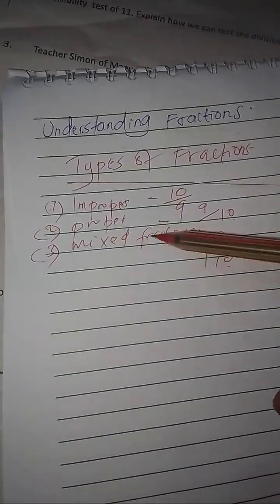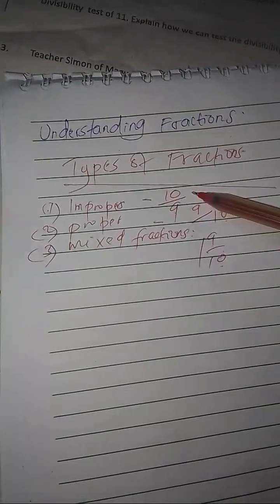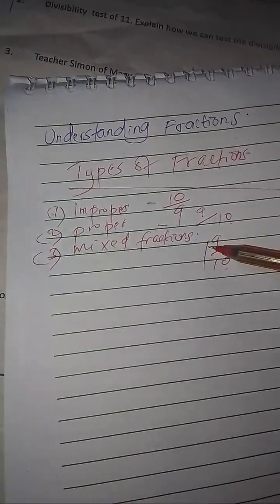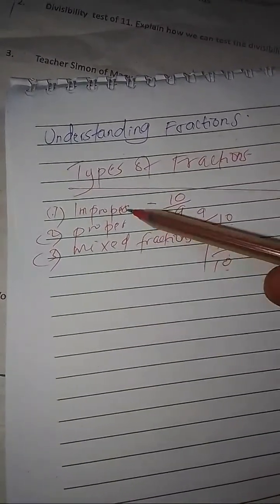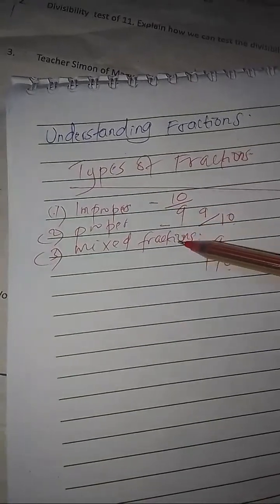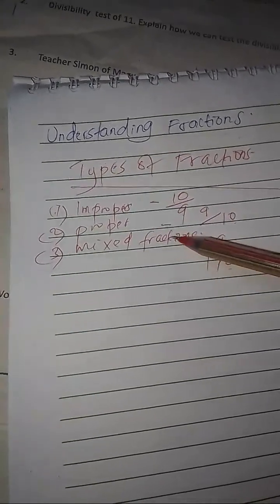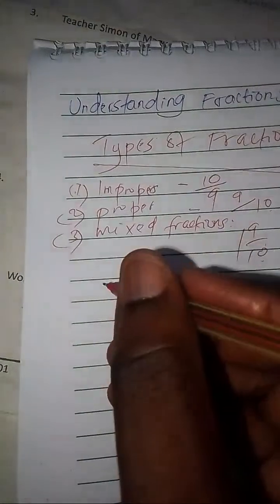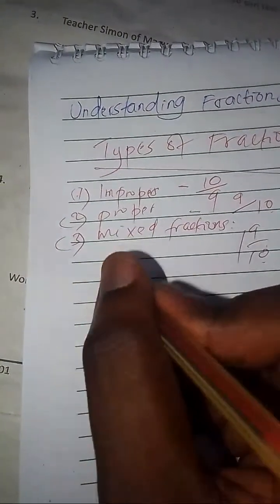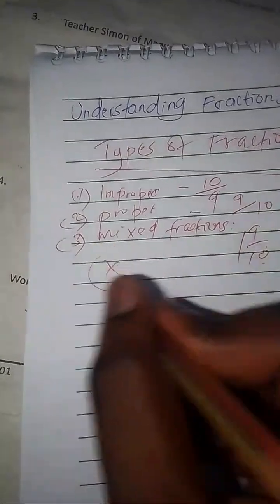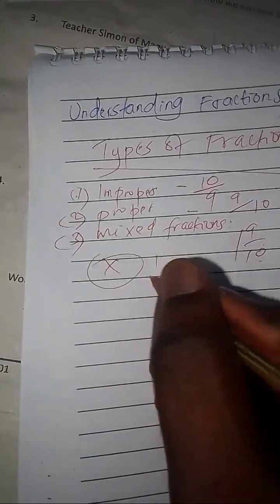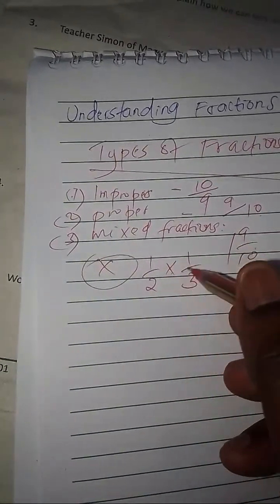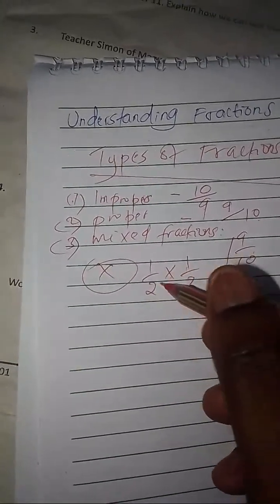So those are type number 1, 2 and 3. All these types of fractions, you usually use them on a daily basis: improper, proper, and mixed fractions. Now, in dealing with fractions, we have various things that we need to talk about. Fractions can be multiplied, whereby you can say 1 over 2 multiplied by 1 over 3.